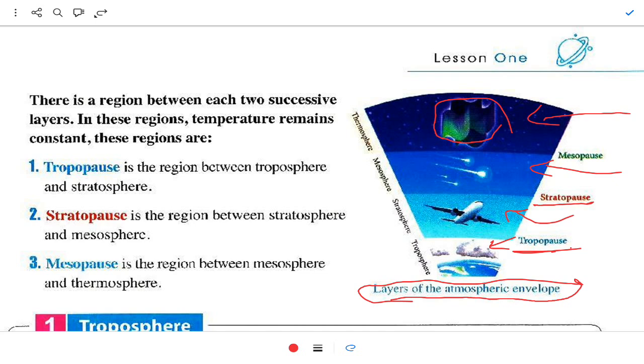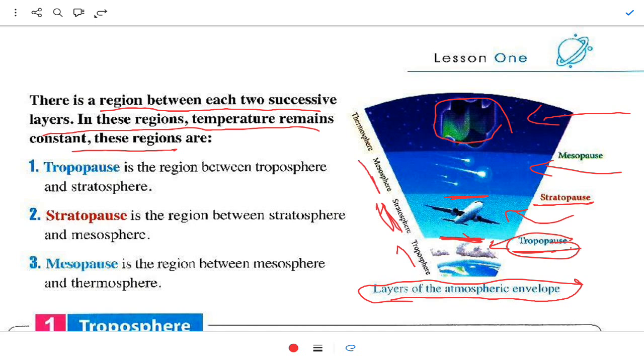There is a region between each 2 successive layers. In this region, the temperature remains constant. Between the troposphere and the stratosphere is the tropopause, between the stratosphere and the mesosphere is the stratopause, and here we have the mesopause.